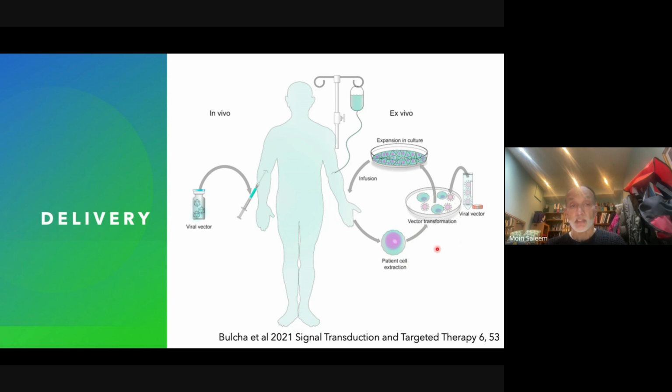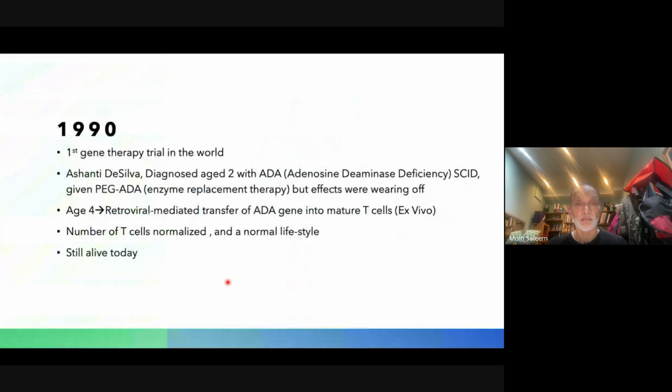So that's ex vivo, and then in vivo, you can directly inject your viral vector into the patient and hope that it goes to the right place. And that's one of the key technical challenges, of getting it to the right place.